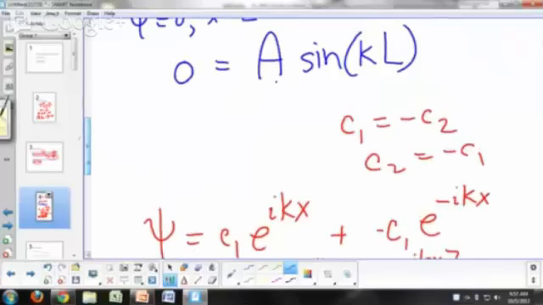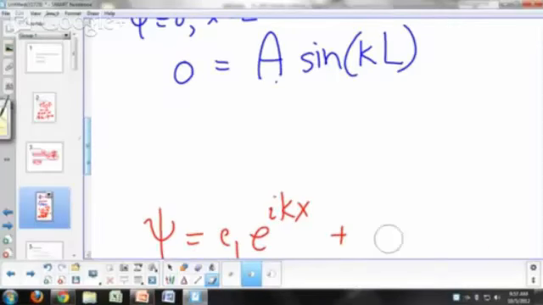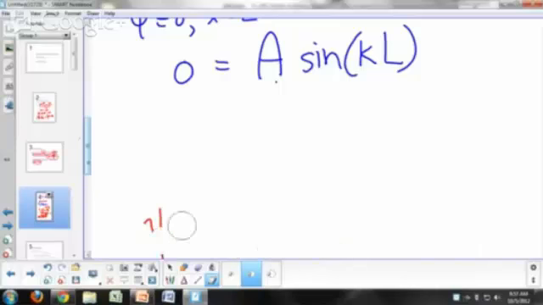All right. So that's our restriction now. We've narrowed down our possible solutions to those that would satisfy this condition. Okay, so what would make A times sine KL equal to 0?